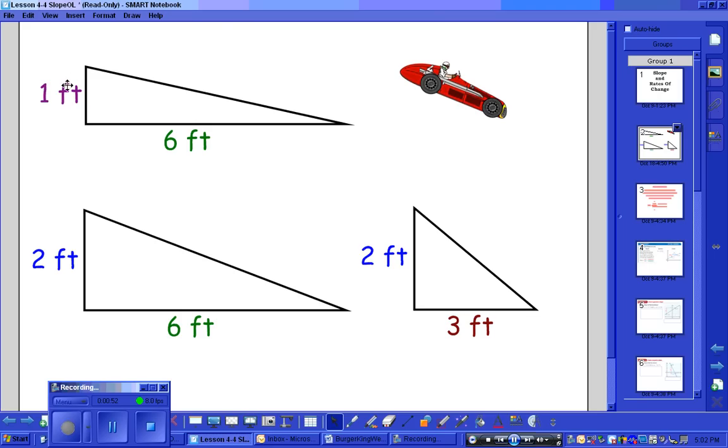Well, this one only rolls 1 foot down for every 6 feet horizontally. So the slope is 1/6. This one rolls down 2 feet for every 6 feet of length, so the slope is 2/6 or 1/3. This one rolls down 2 feet for every 3 feet of length, so it has a slope of 2/3. The greatest number goes with the greatest slope.